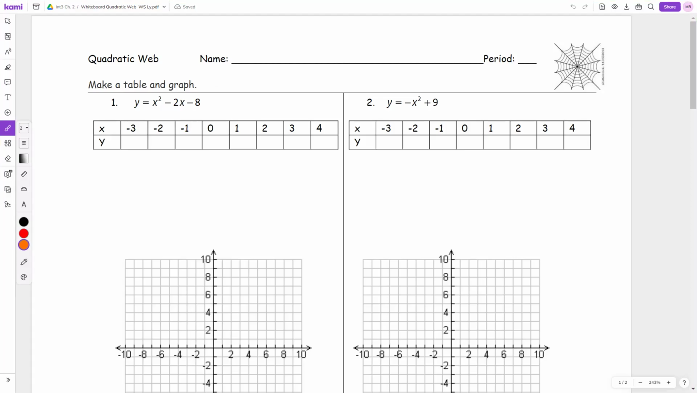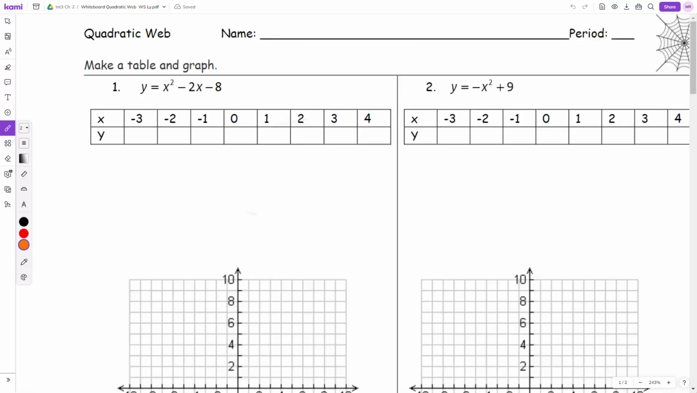So this video is for Integrated 3, the Quadratic Web worksheet. I'm going to explain how to get the values for the table for 1 and 2. I'm not going to work all of them out.